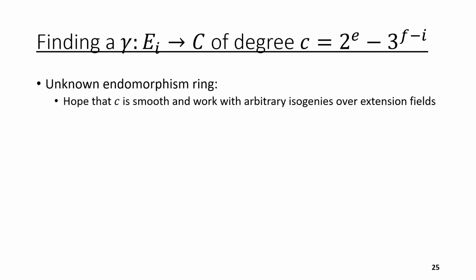Now, the other question obviously is, what if we don't know? Well, you can sort of do a Hail Mary and hope that this number is smooth in some way. But obviously, this is almost never going to be true, especially because e is a couple of hundred for most SIKE parameters, and there is no real way to do a degree C isogeny.